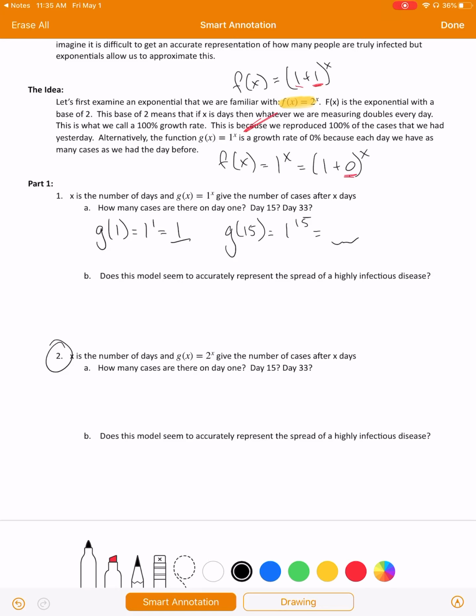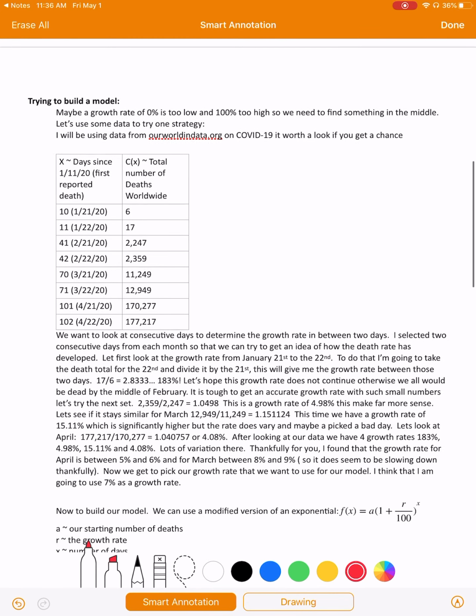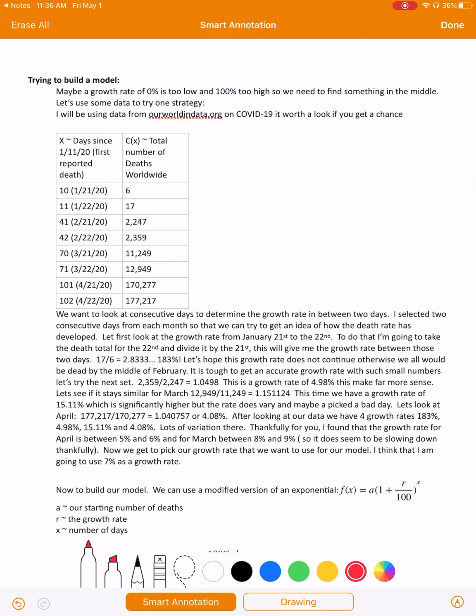I don't think either of those is necessarily right, so I'm guessing that we're looking for something that's somewhere in between 0 and 100%. The goal of part one is to get you to think about that. Hopefully you'll notice that 0% seems too low and 100% seems too high, right? So let's get into building the model.